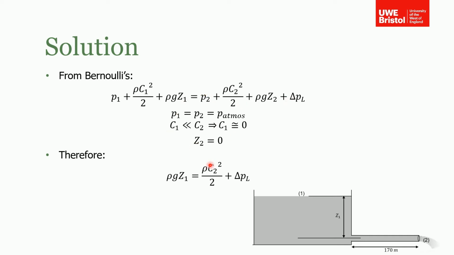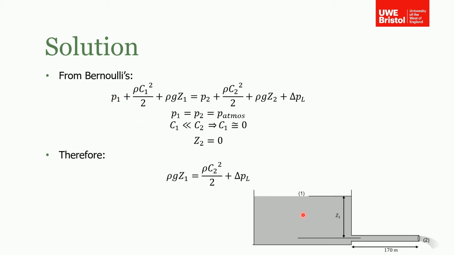Now we can simplify Bernoulli's because we can see that this tank is open to the atmosphere, so the pressure at point 1 is atmospheric pressure, and also because this pipe is discharging into the atmosphere, the pressure at point 2 is also atmospheric, so they're equal to each other. So P1 and P2 are atmospheric pressure, so you can see that they will cancel.